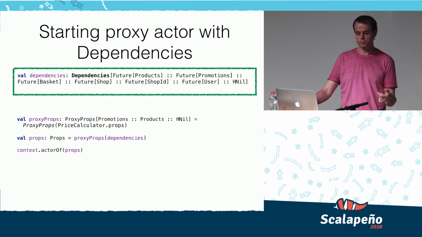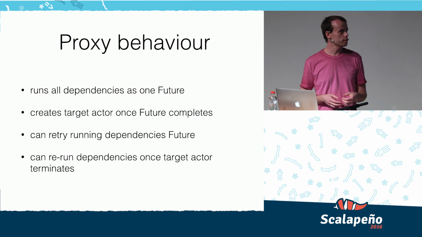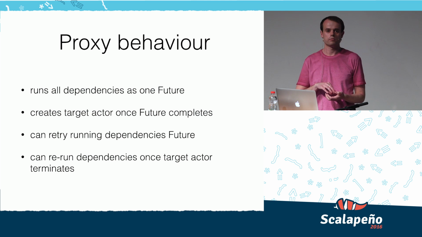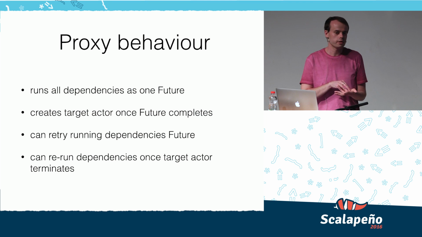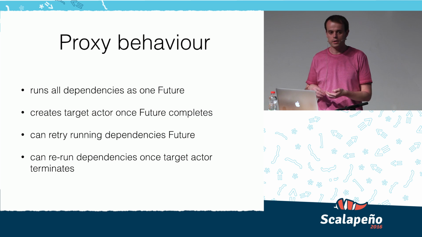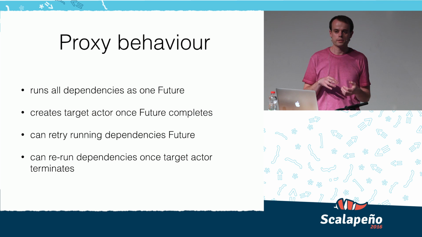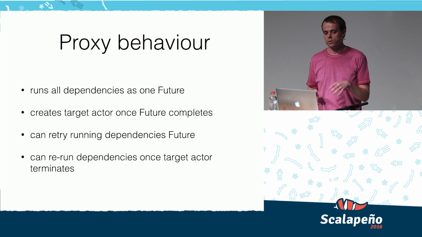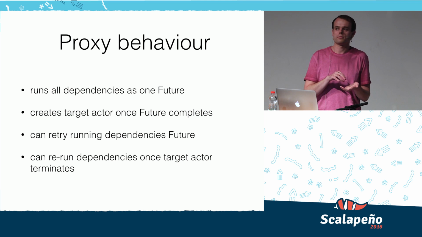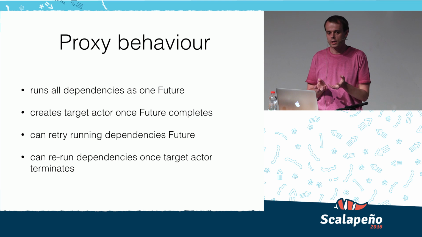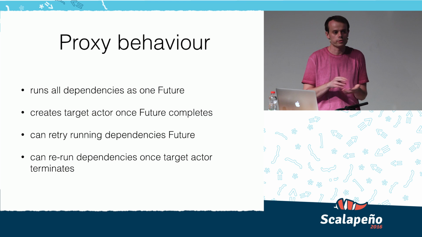So this starts the proxy. So the proxy is also an important idea here, because the proxy just takes the dependencies and runs them as a future. So it awaits the result of the dependencies, and once the dependencies are ready and completed, it can start our real target actor as its child. And then it can start forwarding messages to this child actor. Also, if any of the future dependencies fail, then the proxy can retry fetching all dependencies once again, as many times as we want. And if, for example, our target actor is terminated at some point, the proxy can once again try to reconfigure the actor and refresh the dependencies. So basically, from outside, the proxy should be visible just as our normal actor, and the presence of the proxy should be really transparent for us.